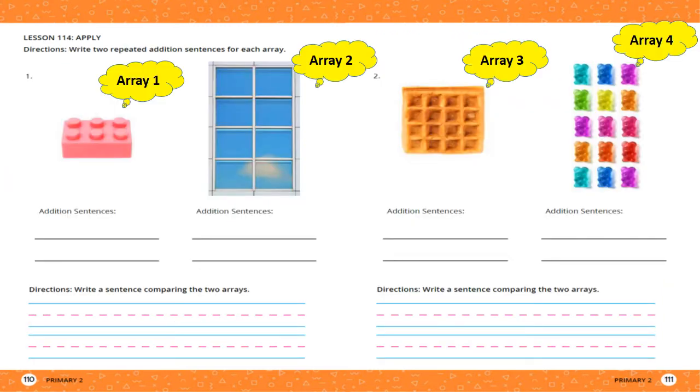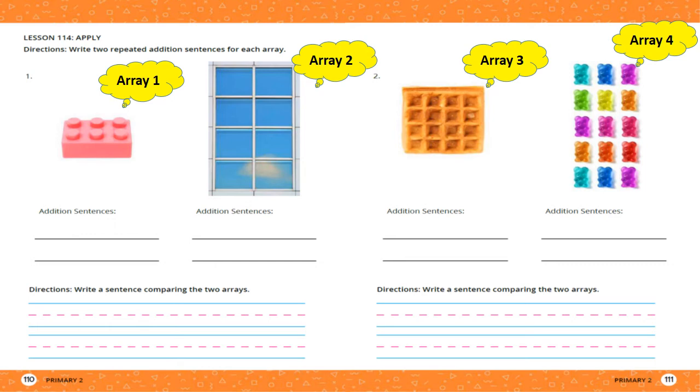Lesson 114, the apply part. Write two repeated addition sentences for each array. We studied arrays before and we said that an array is a set of rows and columns without any gap. Okay, so look carefully at the following array.